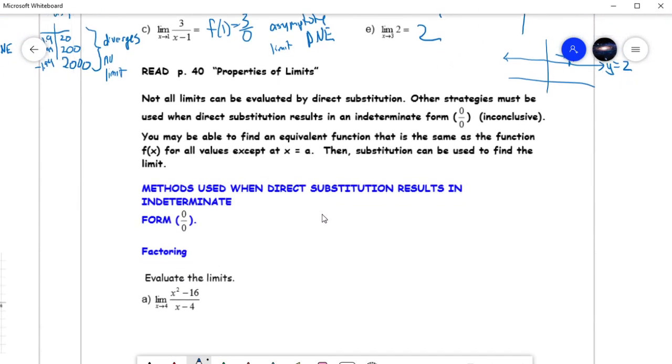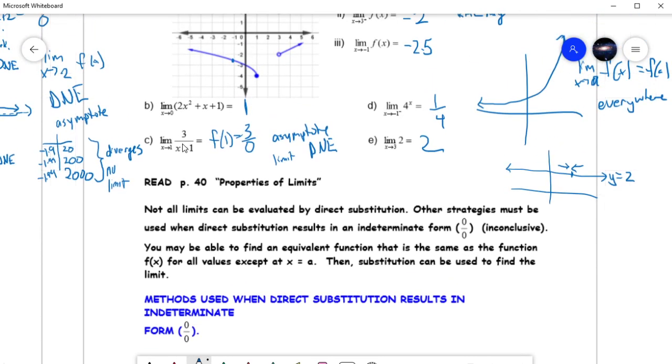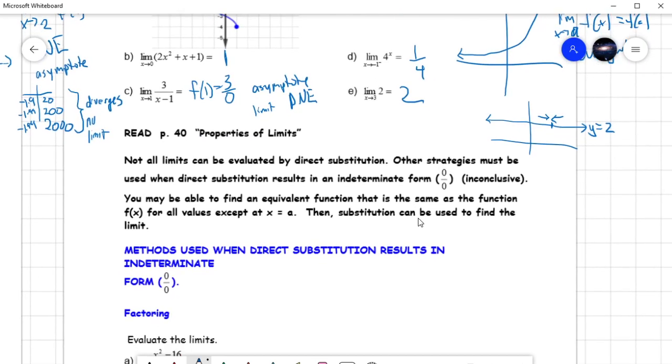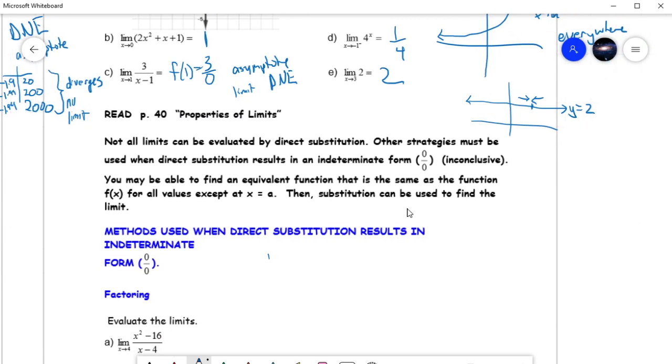Okay, now the big key about limits, right? So basically, what do we know? If you're looking at a continuous function, you plug in a value and you get an answer, you have your limit. Easy. If you're doing a question and you plug in a value and you get a number over 0, you have an asymptote. No limit. What do you do when you get 0 over 0?